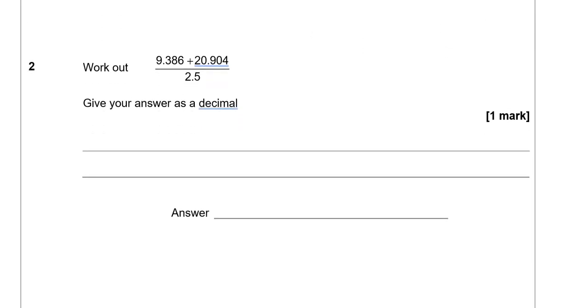Work out 9.386 add 20.904 all over 2.5. Give your answer as a decimal. So adding these two numbers first, we get 30.29, and we're going to divide this by 2.5 using a calculator, which gives us 12.116.